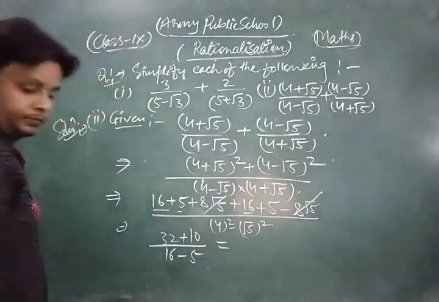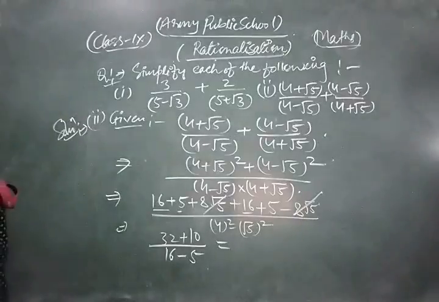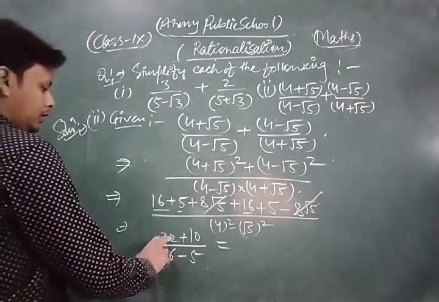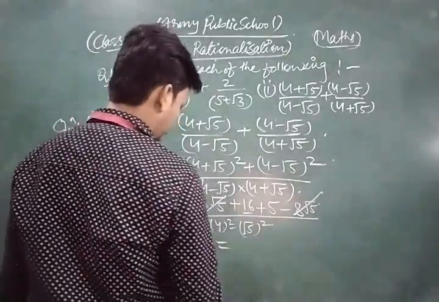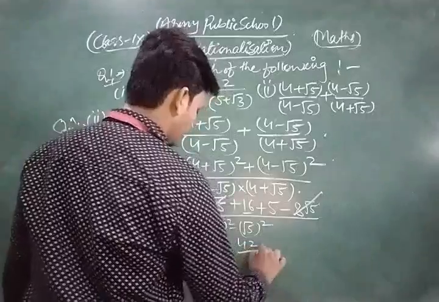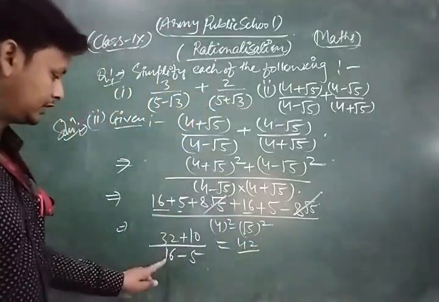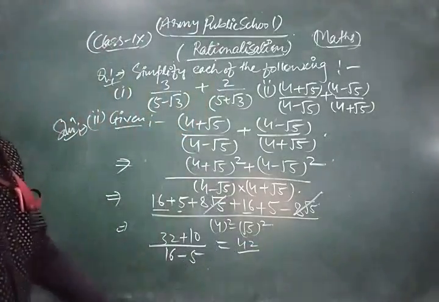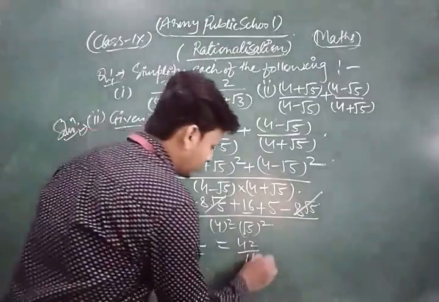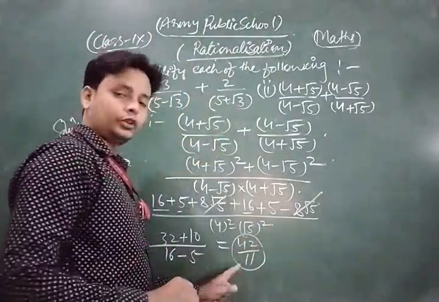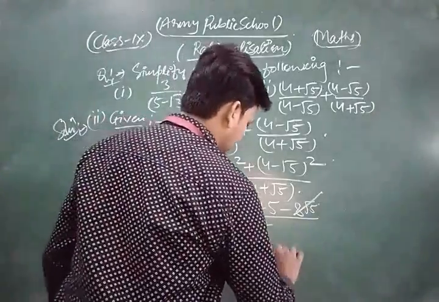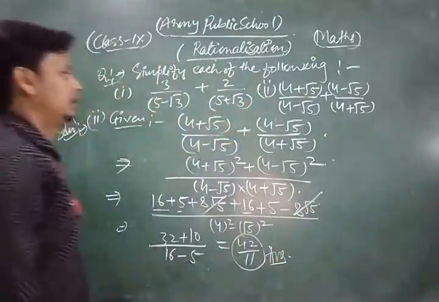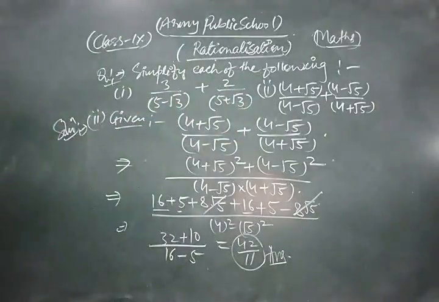So we have 42 plus 10, that is 42 upon 16 minus 5, that is 11. So the required solution of the given expression is what? 42 upon 11. This is the required solution.